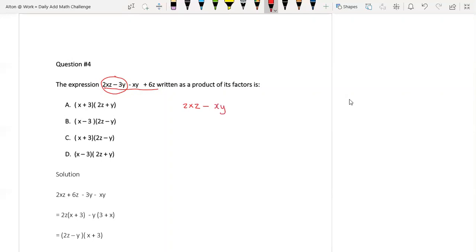So let's put it as 2xz minus xy, and we have minus 3y plus 6z. Now let's change ink so we can highlight something. We're going to factorize these two, then we're going to factorize these two. This process is called factorization by grouping.